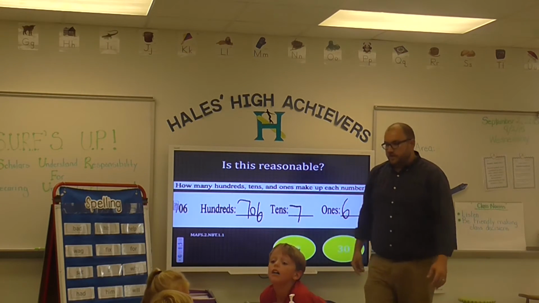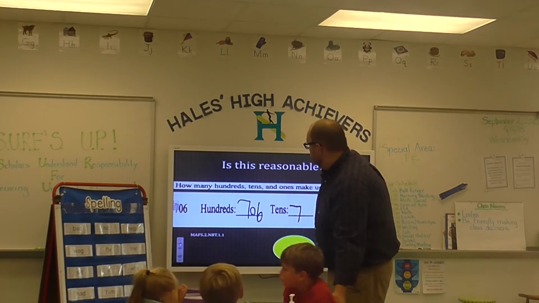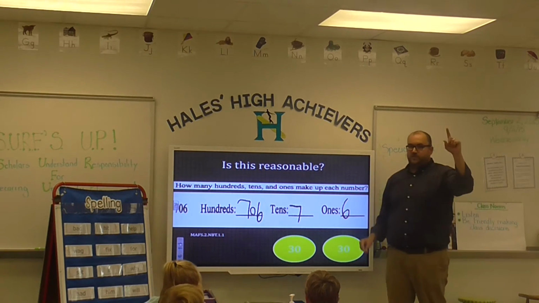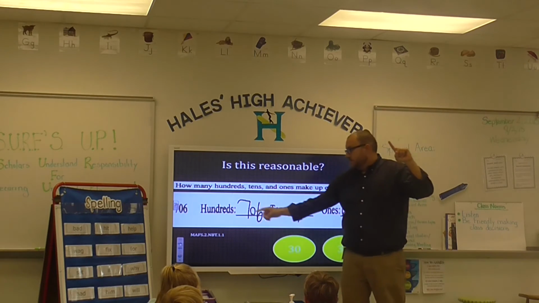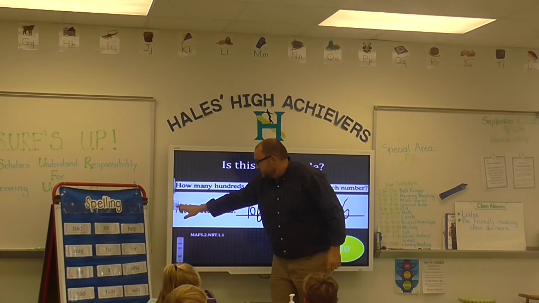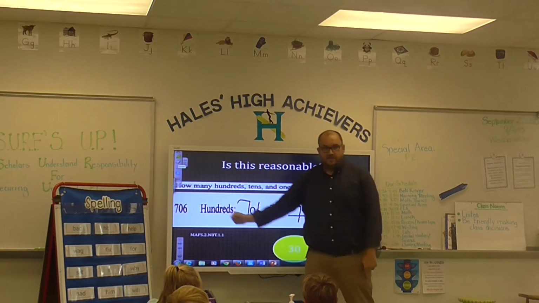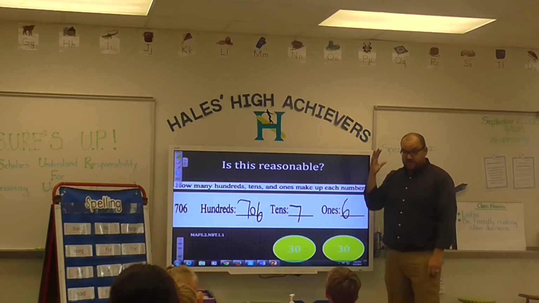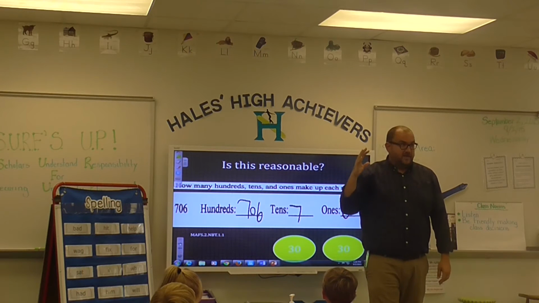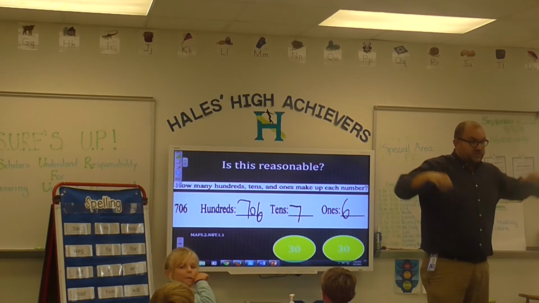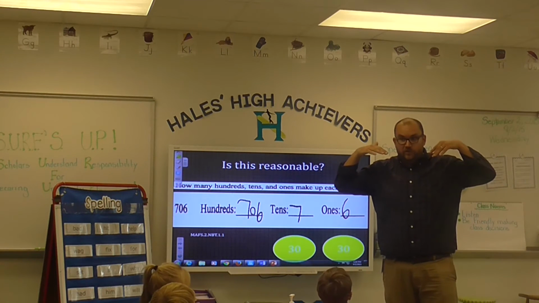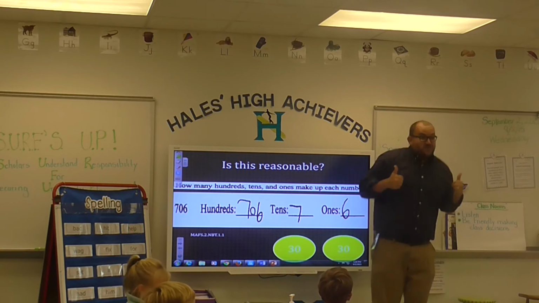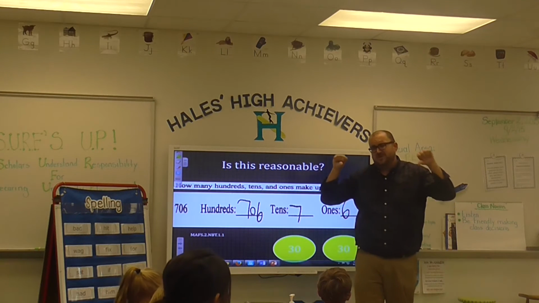Okay. Here's our next example. How many hundreds, tens, and ones make up each number? Don't share yet. And the number is 706, and you have your hundreds, you have your tens, and you have your ones. I'm going to give you some think time. And then the first person, the person with the shortest hair, will go first. You're going to have 30 seconds to explain to your partner if this is reasonable or this is not reasonable.